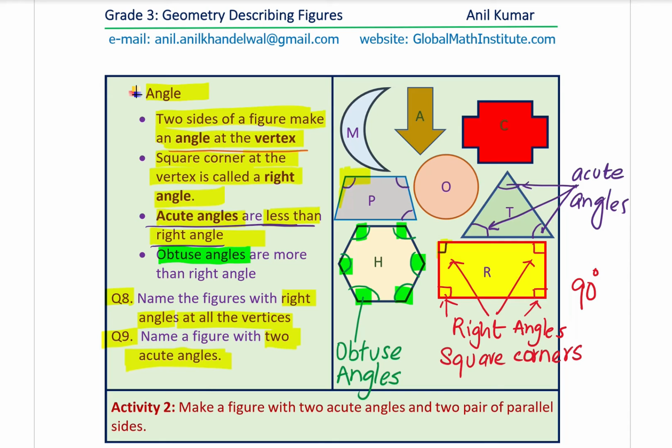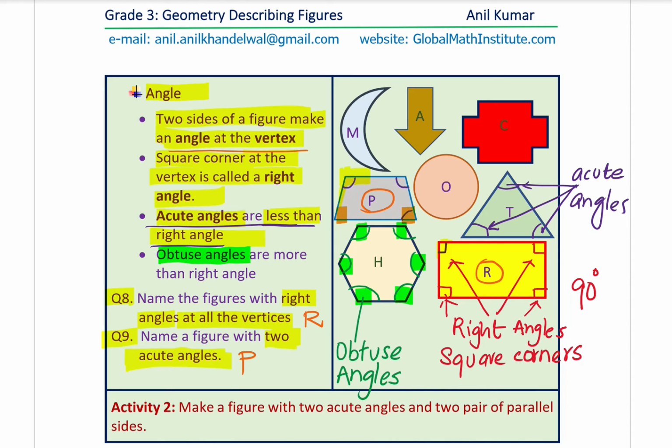Well, our answers are the figure with right angles at the corner is a rectangle. So I'm writing R for the rectangle, right? And the other one, figure with only two acute angles? That is the figure P. Do you see that? So it has only two acute angles, and those two acute angles are where? These two are the acute angles, correct?